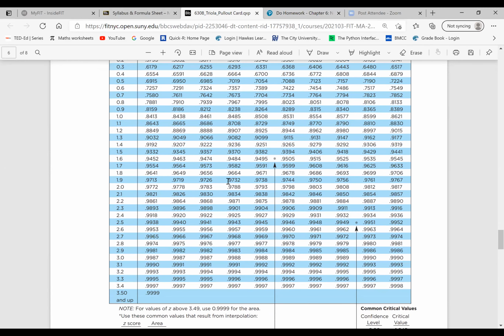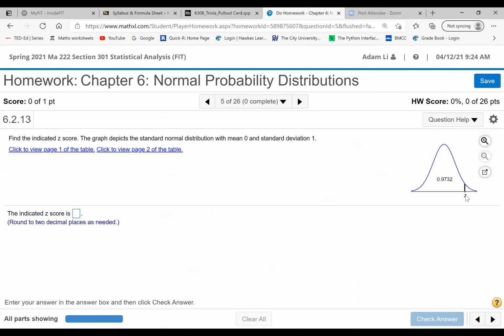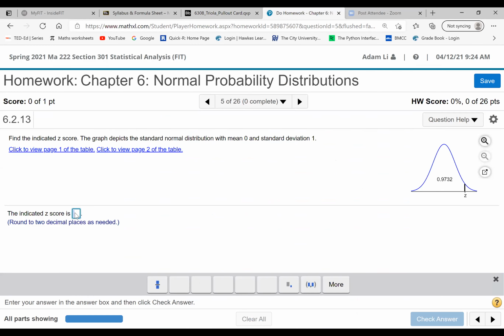0.9732. Let's see the closest match. Actually, we have an exact match here, and the corresponding z-score turned out to be 1.93. The z-score always has two decimals, the 10th digit and the 100th digit. So you need to combine those two, right? 1.9 plus 0.03 gives us 1.93. So the corresponding z-score here should be 1.93. Okay.